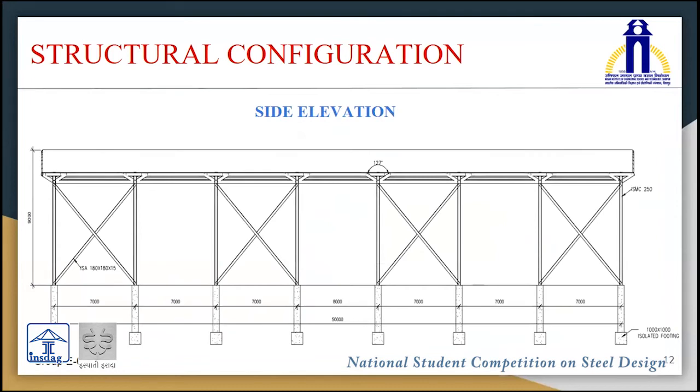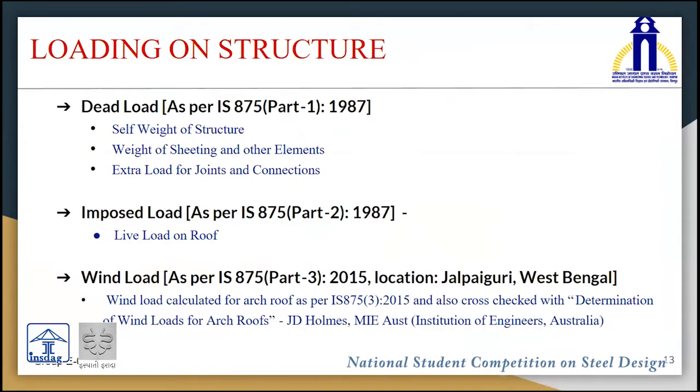After the structural configuration, now is the time for load calculation, and it is done for the structure using dead load as per IS 875 part 1, imposed load as per IS 875 part 2, and the wind load is calculated as per IS 875 part 3 2015, and also cross-checked with the determination of wind load for arch roof by JD Homes, an Australian institution.